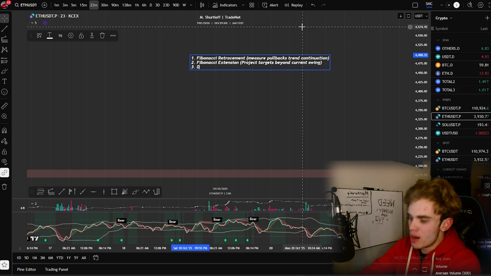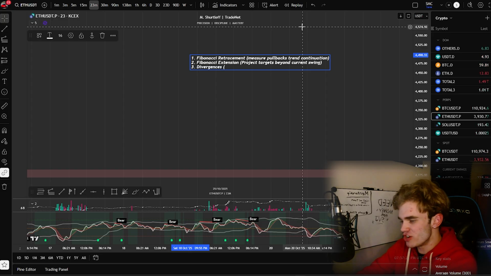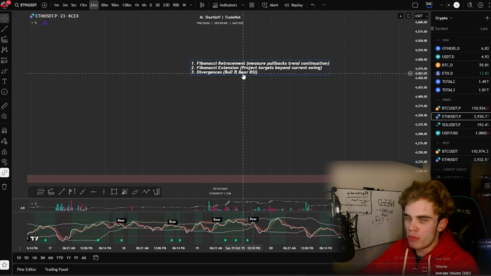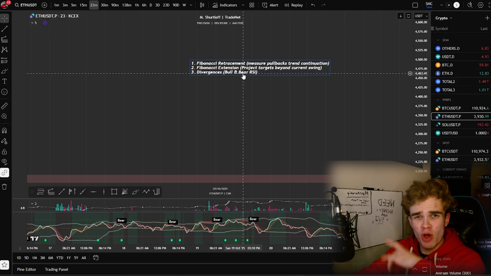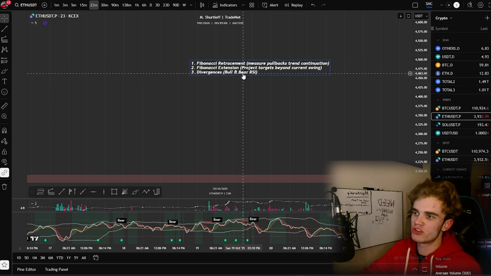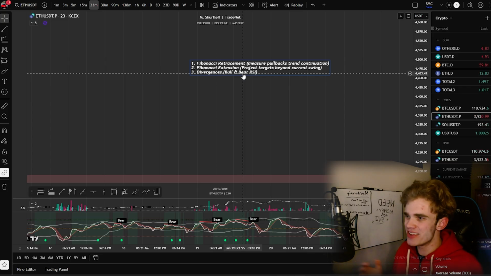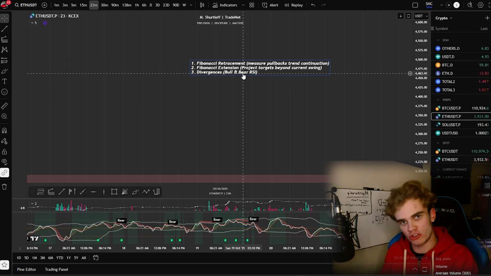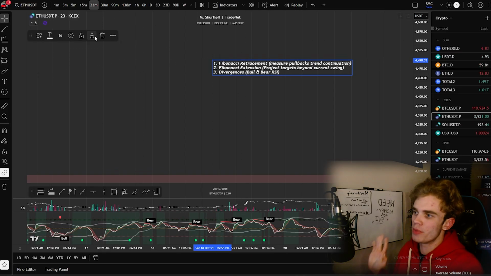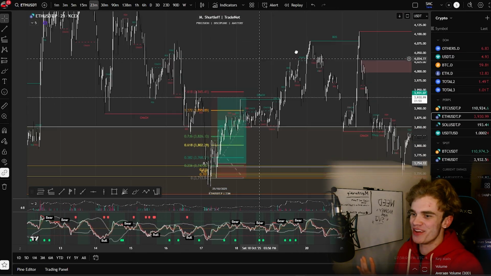But number 3, okay, divergences. What are divergences, Martin? You may be asking. Well, divergences are where RSI diverges from price. It's that simple. And this can either be bullish or bearish, where RSI will go higher and price will go lower, or vice versa, price goes higher, RSI goes lower, okay? It basically just indicates a possible reversal, and it's what I use to find my entries. So I'm going to show you guys now. I'm going to stop yapping. All right, so let's get into it.